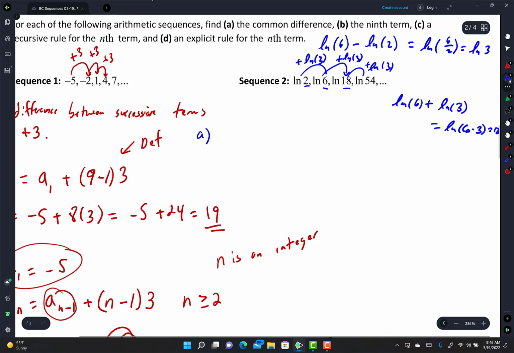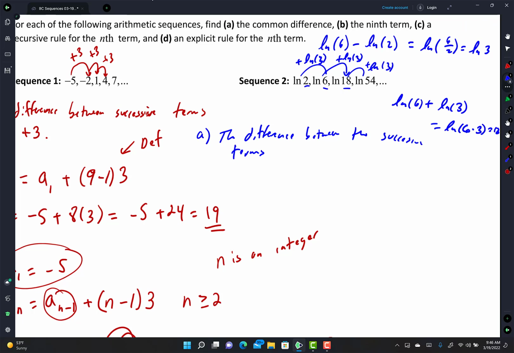Perfect. The difference between the successive terms. You don't have to use the word successive, but I used it because that's what the textbooks and math people use. The difference between the successive terms is ln of 3. Done. They just want what we were adding. We were adding ln of 3 over and over again. That makes sense, guys? All right, letter B, what do they want?